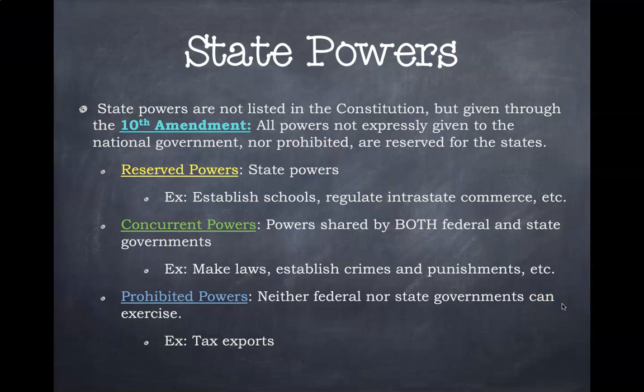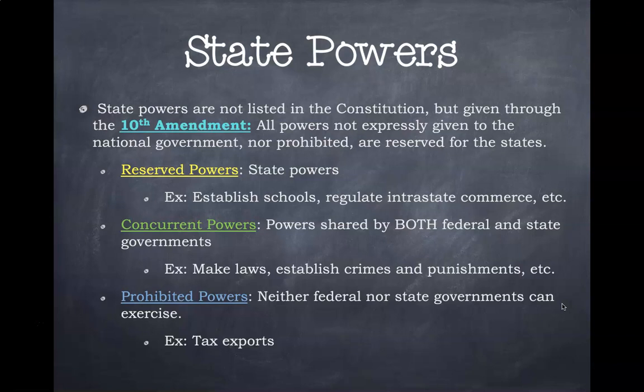So, first you have reserved powers, which are those strictly for the state. For example, the state governments are the only ones who are allowed to establish schools. The federal government does not have that power. So whenever you hear people talk about anything school related, the federal government can't touch it. Now, they can mandate money, and that's how they kind of get their way, which we'll talk about in this section, but they cannot establish schools and they cannot interfere, per se. The states also have the power to regulate interstate commerce.